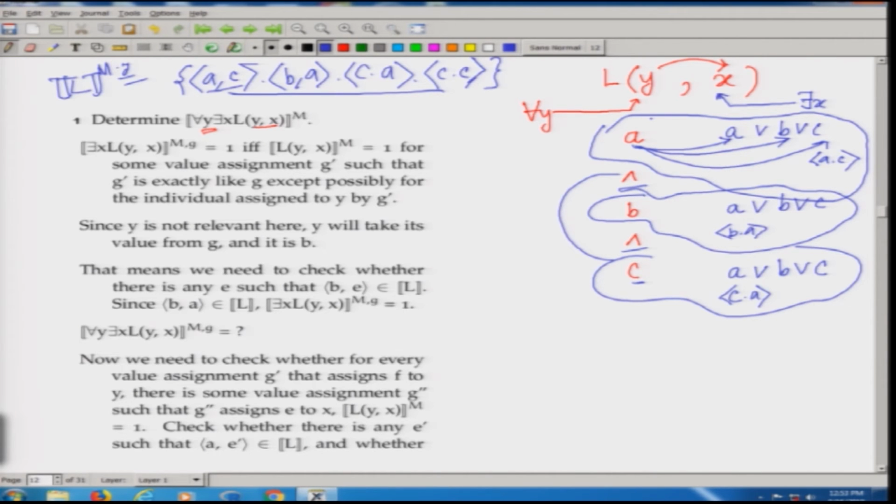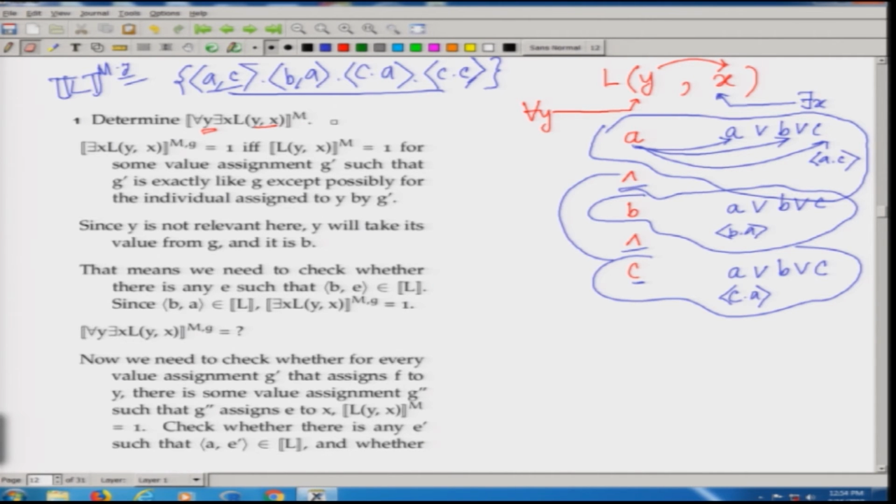So that's why the answer will be 1. So actually there are steps with M and G, and then G will disappear, and we just get the entire thing to be 1. That's the last step. So just do it, and very easily we can decide.